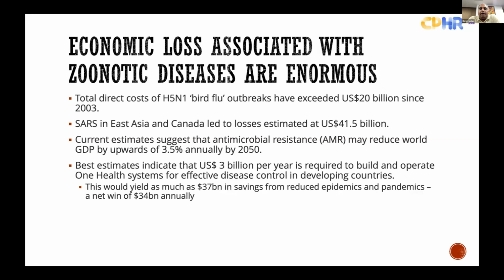So if there is an investment of almost 3 billion per year for operating and building One Health systems in developing countries, it would yield as much as 37 billion. So almost 10 times of savings from reduced pandemics, and almost a net win of $34 billion annually. So it seems to me that the investment case for zoonotic diseases across India and other developing countries is enormous. It's almost 34 billion savings annually compared to the current scenario.